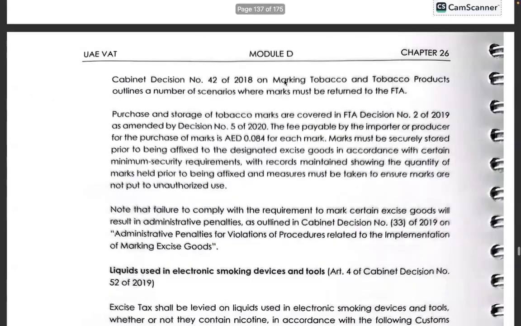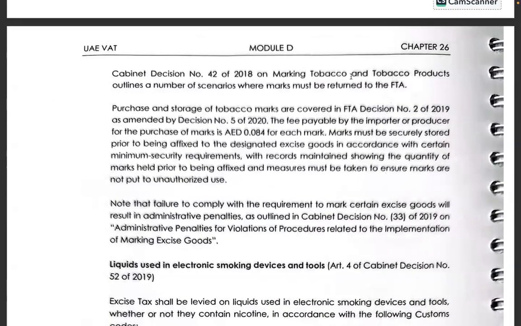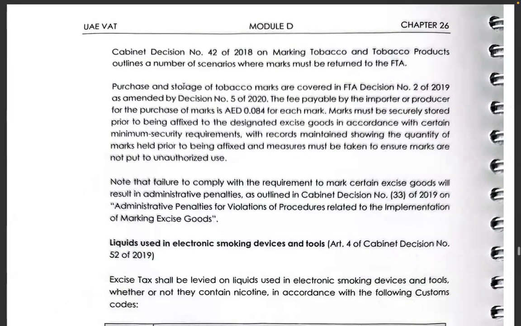Cabinet decision number 42 of 2018 on marking tobacco and tobacco products outlines a number of scenarios where marks must be returned to the Federal Tax Authority. Purchase and storage of tobacco marks are covered in FTA Decision number 2 of 2019 as amended by Decision number 5 of 2020.